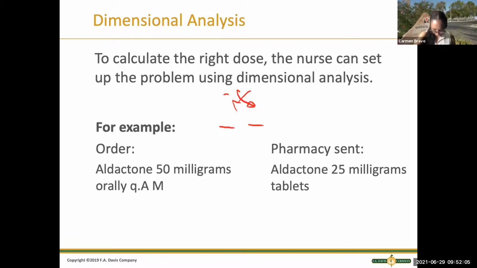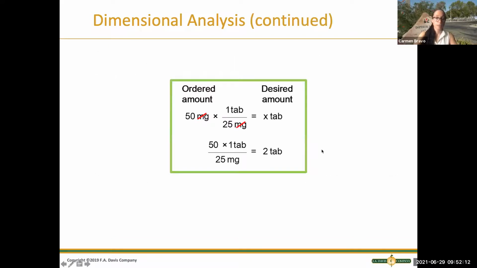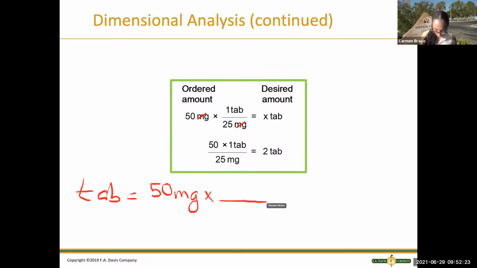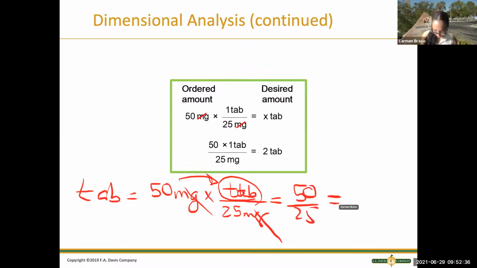And then of course we have dimensional analysis, the one that we're using right now, with the order and what the pharmacy sent. The setup is just like I told you; we're looking for tablets. So you put the doctor's order, and then you put the strength of the medication and the form that it comes in, tablets. Then you cancel out, and you're left with tablets. 50 times 1 over 25 is equal to 2.